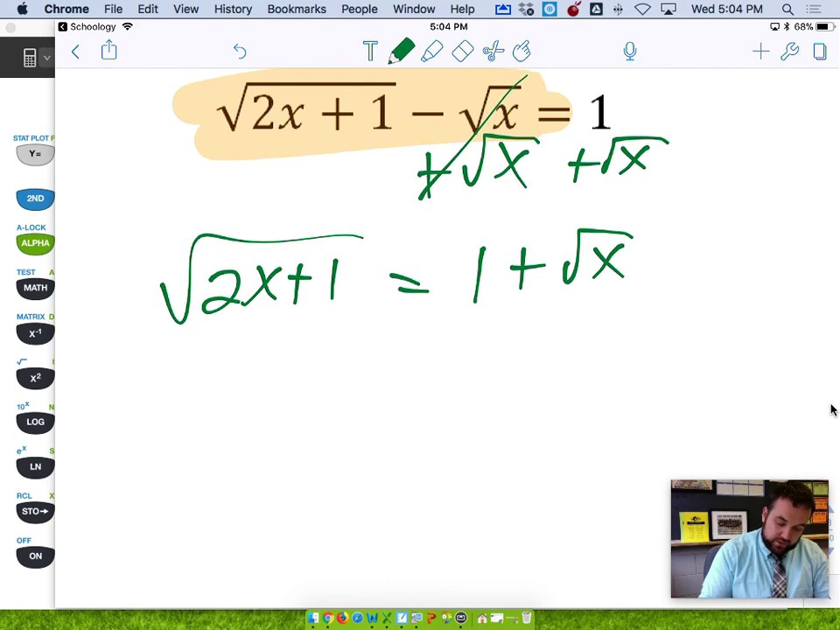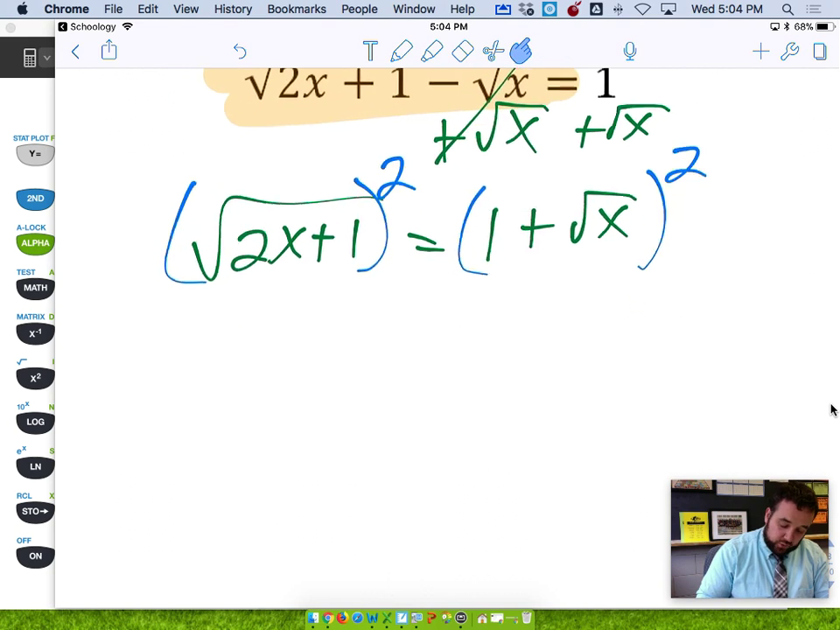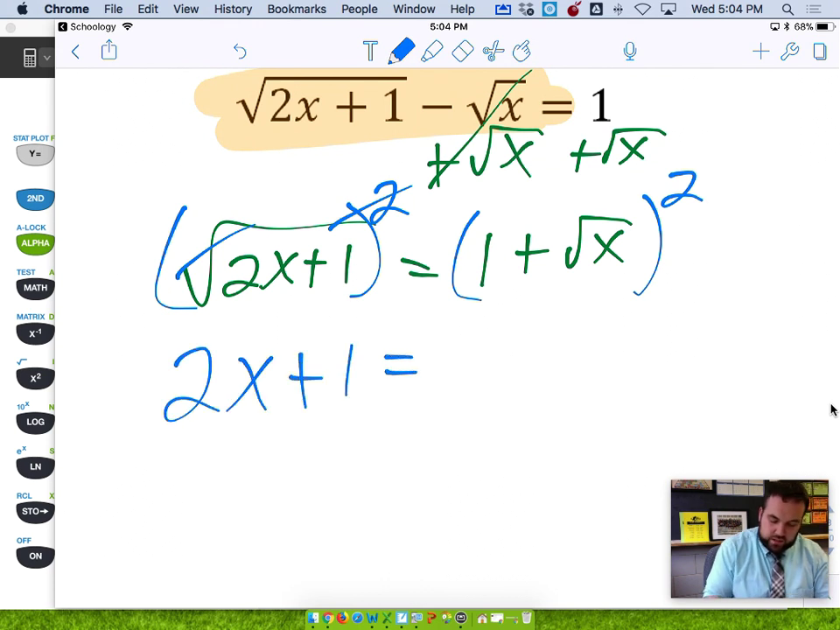Now we know to get rid of a square root, I'm going to go ahead and square. We're going to square both sides of this equation. Okay, if I square both sides of that equation, on the left side, it's nice and pretty. The square root cancels the square, and I get 2x plus 1. On the right side, not as much fun. I have 1 plus the square root of x, so I have a binomial.